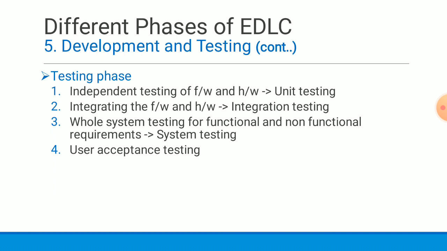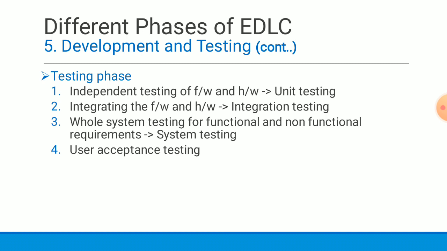Then integrating the firmware and hardware and testing the integrated units, that is called integration testing. Third one is the whole system testing for functional and non-functional requirements, it's called system testing. And last one is user acceptance testing. That is testing of the product against all acceptance criteria mentioned by the client or end user for each functionality, that is called user acceptance testing. Then the system testing includes different other types of testing like scalability testing, security testing, endurance testing, etc., that we have already discussed in the analysis phase.